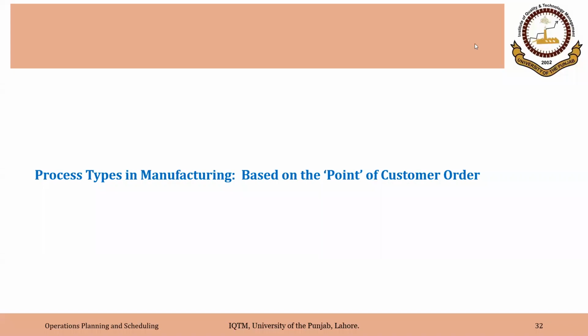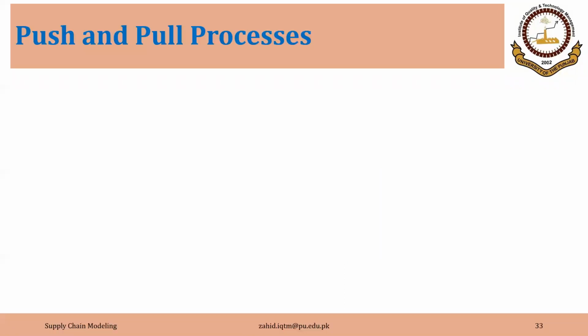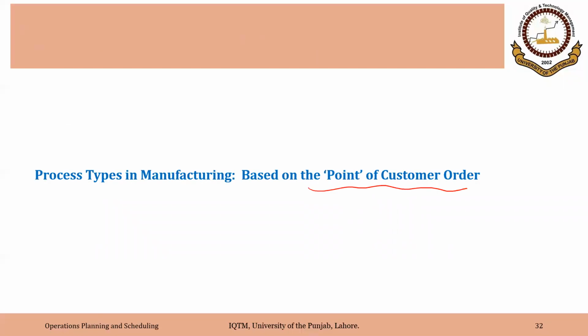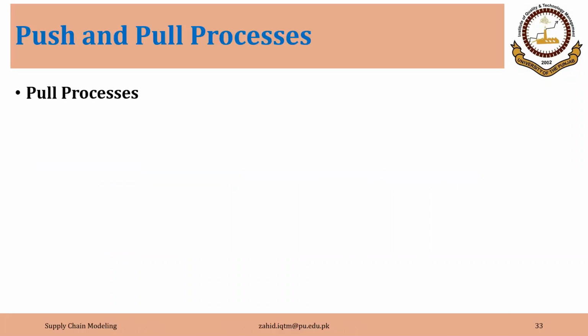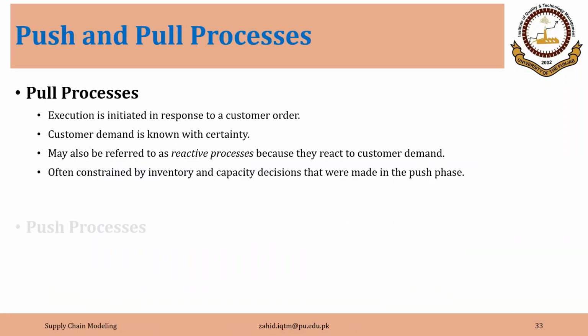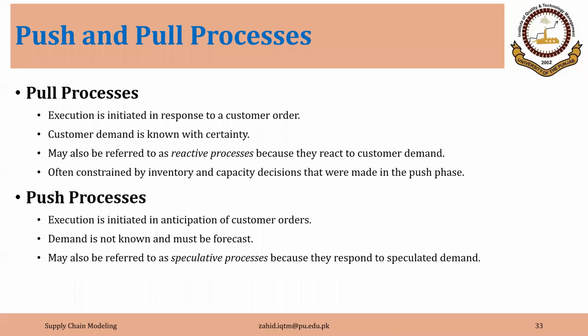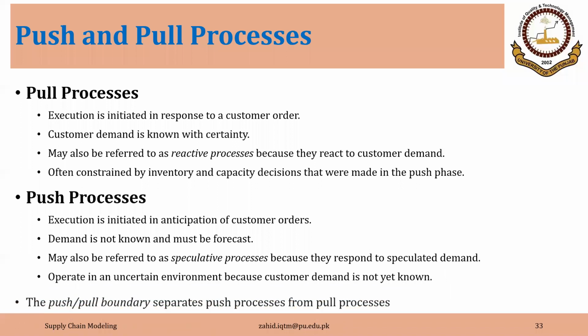So the second way to classify manufacturing processes is based on point of customer order. And this classification is really important for our course, so please be attentive. Before I discuss those four types of processes based on point of customer order, let me emphasize that this classification depends upon two types of processes, and they are pull processes and push processes.